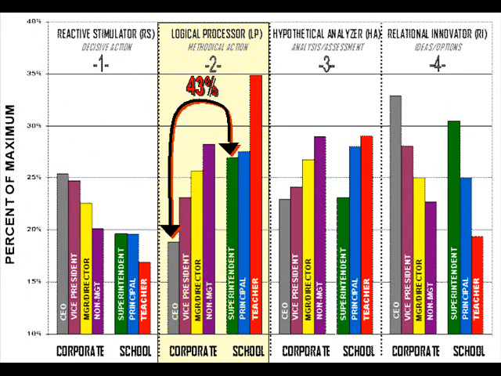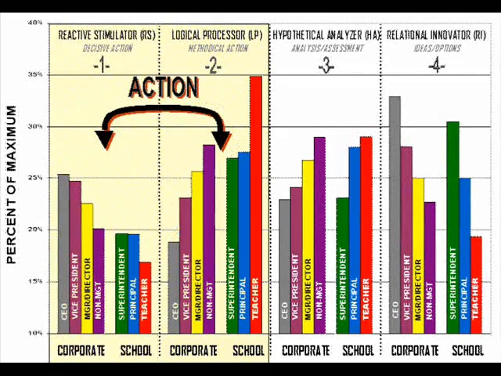It is exactly the opposite condition for the process-oriented LP style. Here, the superintendent is 40% more likely than CEOs to depend on this cautious, methodical strategy. And the other levels in the school system share this high LP commitment. Nobody is likely to argue that the methodical approach is being overkilled for any particular issue. So, what does this all say?